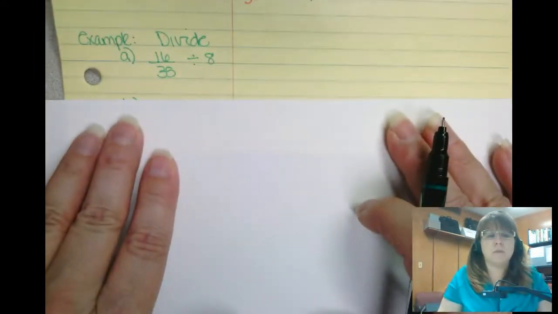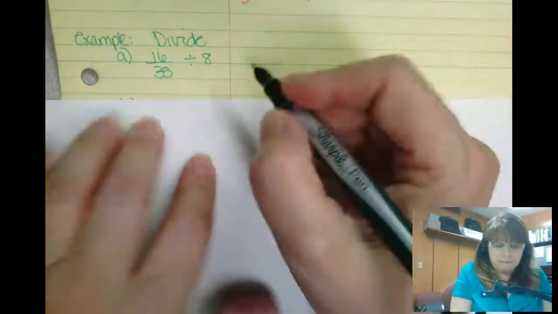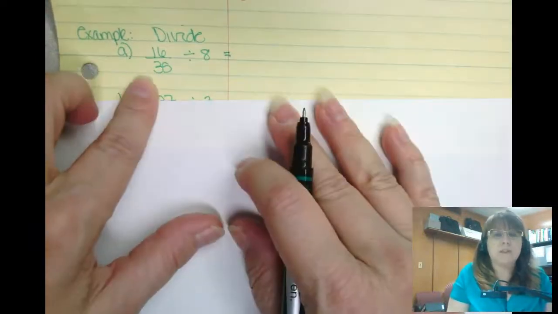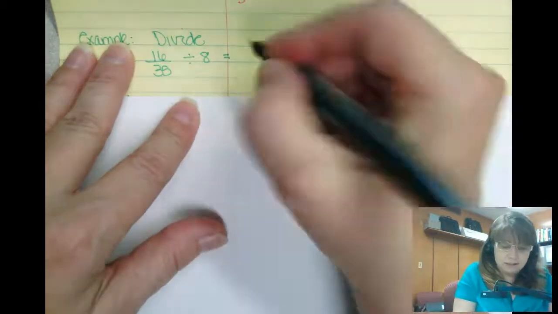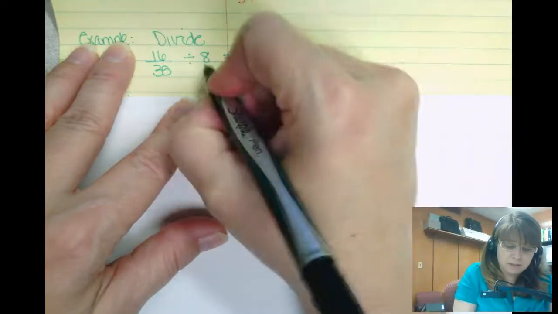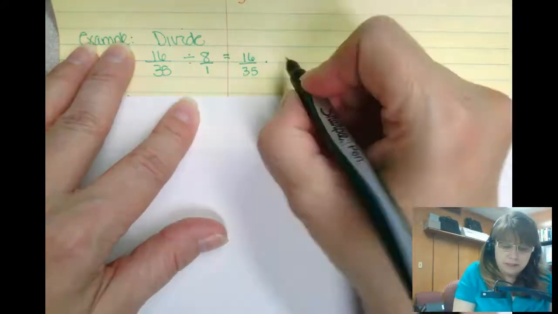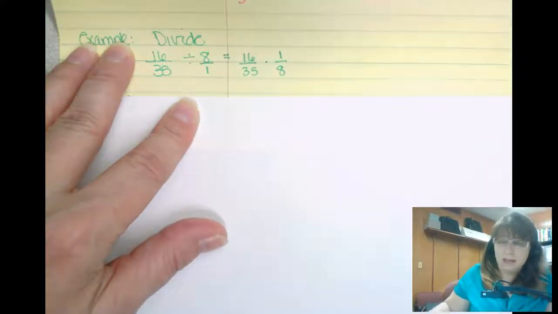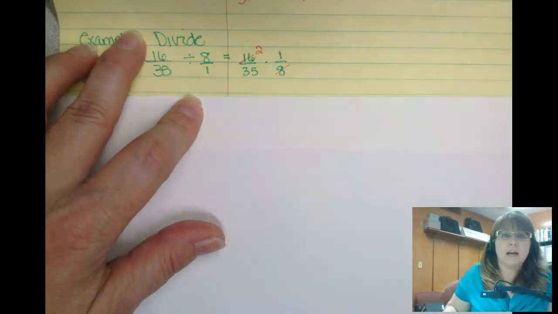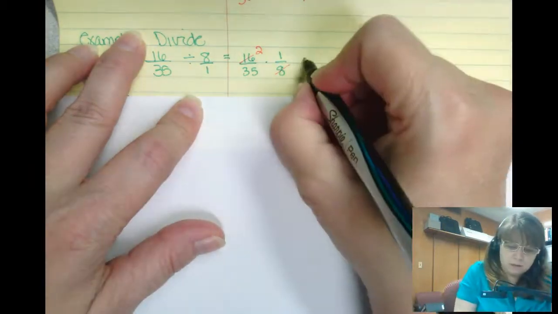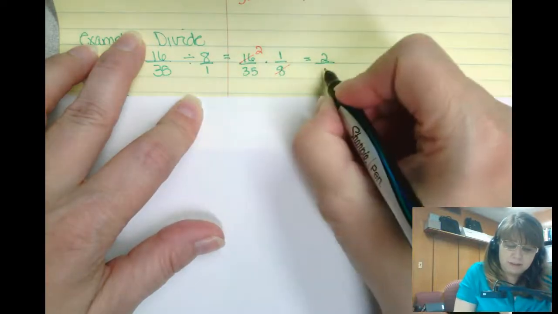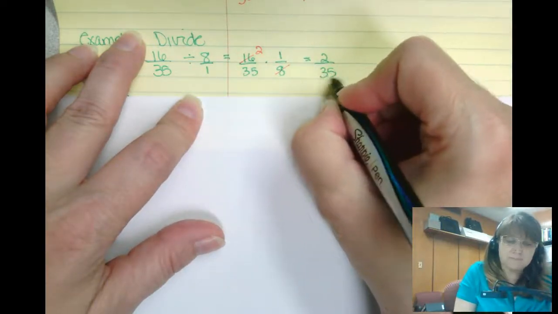So let's do a couple more problems here. So I'm going to continue along this line. 16 over 35 divided by 8. I'm going to change it into a multiplication problem. Times the reciprocal of 8, which is 8 over 1, so it's 1 over 8. I can reduce. 8 goes into 16 2 times. And my result, 2 times 1 is 2, and 35 times 1 is 35.